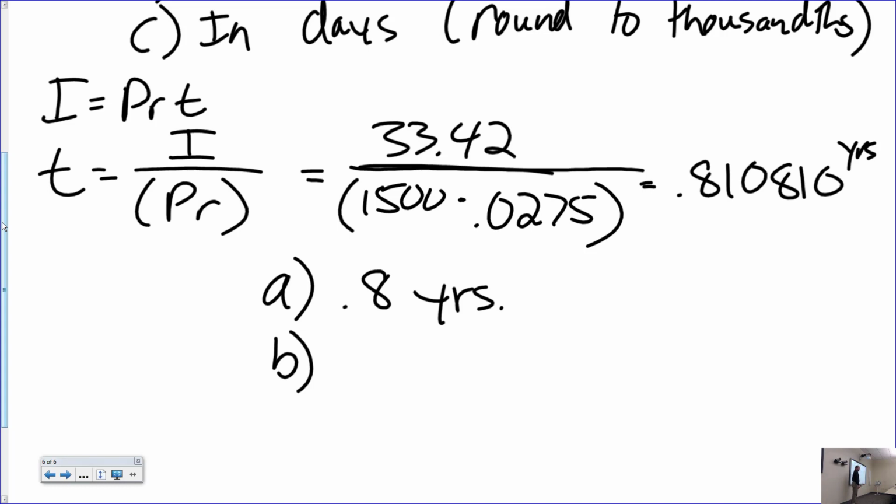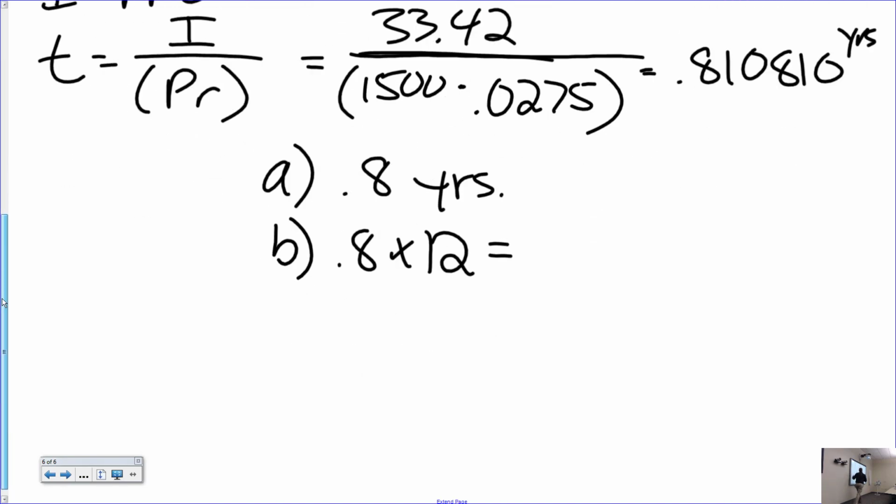It would be 10 over 12. You're getting there. But what do you do to get years and convert them into months? What do you do to go the other direction? How do you convert months into years? You divide by 12. I want to go the opposite direction. Multiply by 12. So what is 0.8 times 12? 9.6. There we go.